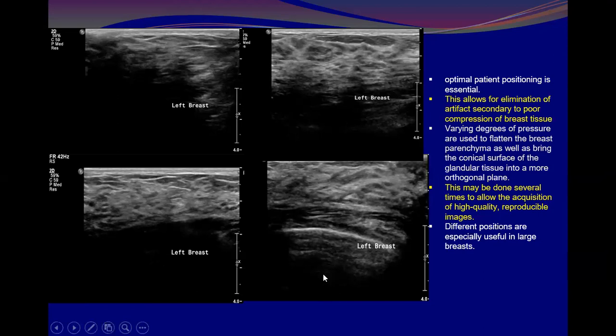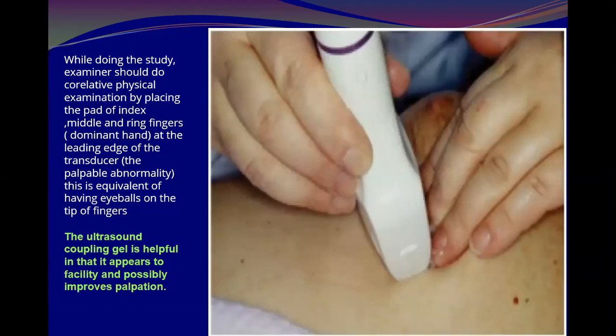And you might need to change the position of the patient during scanning many times. Remember that. Regarding a palpable abnormality, this is essential. We said if the patient has a palpable abnormality, she has to put her finger, and you have to put your finger on the palpable abnormality, then scan it.